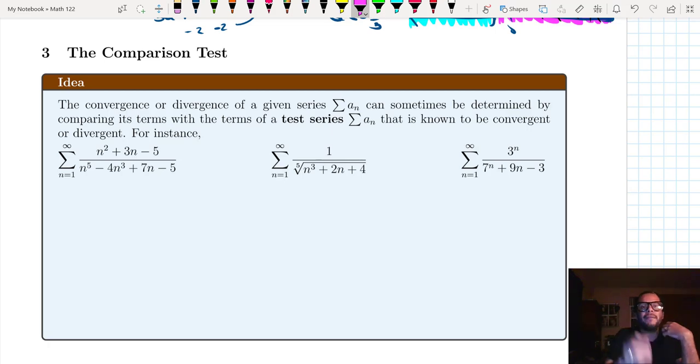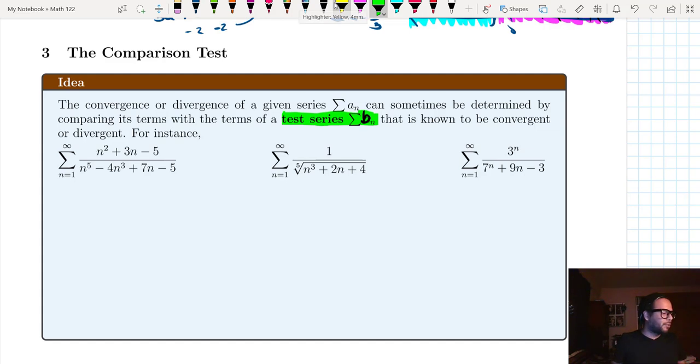So we are going to compare a given series with a test series, which, by the way, I did a little typo. This is supposed to be B sub n, not A sub n. It's a new series. Okay, so this is very important. A test series. How are we going to come up with that test series? Okay, let me look at the first example to give you an overview of what we are going to do when it comes to doing comparison of series.